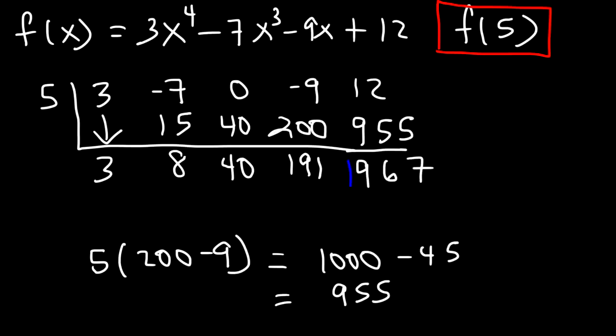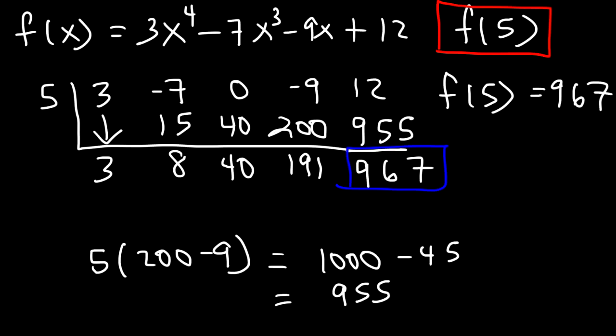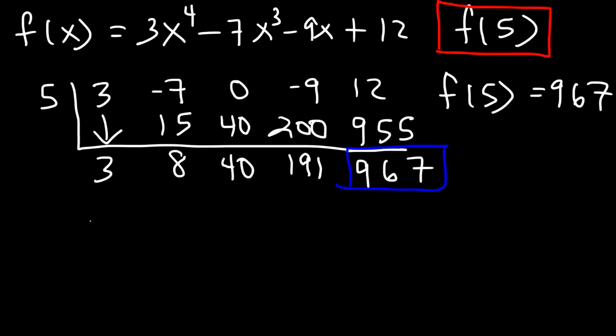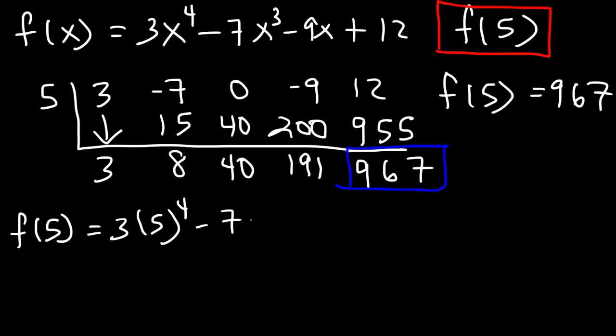So this is the remainder. Therefore, f of 5 should equal 967. Now let's confirm that answer by evaluating the function when x is 5. So this is going to be 3 times 5 to the 4th minus 7 times 5 to the 3rd minus 9 times 5 plus 12.